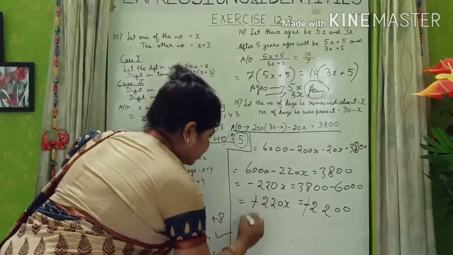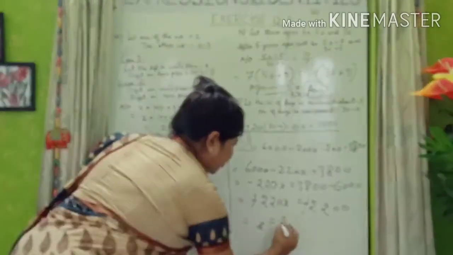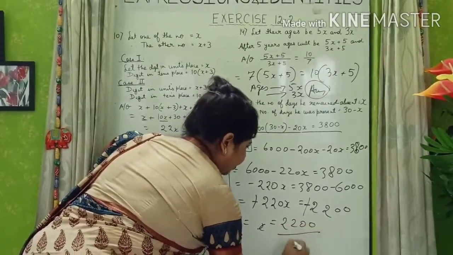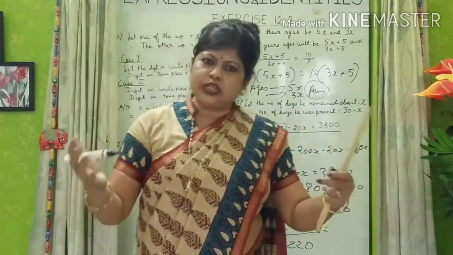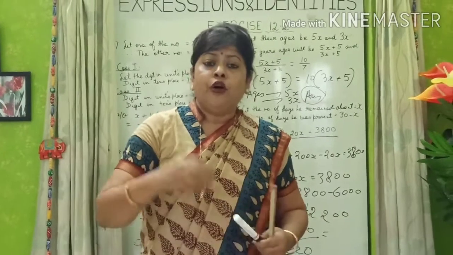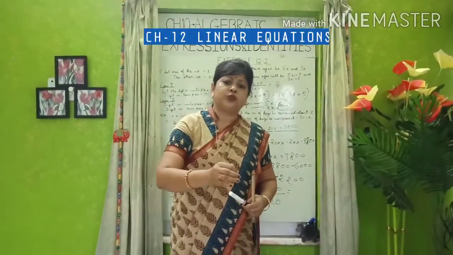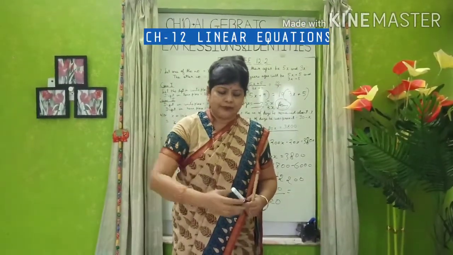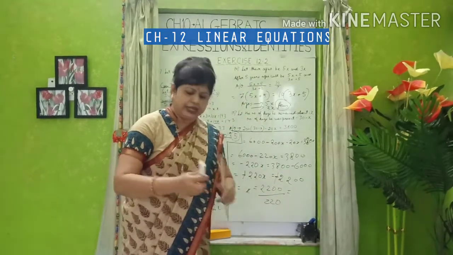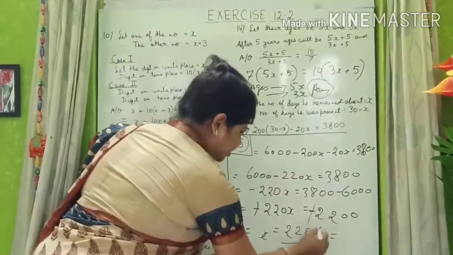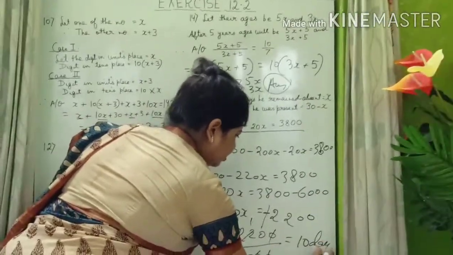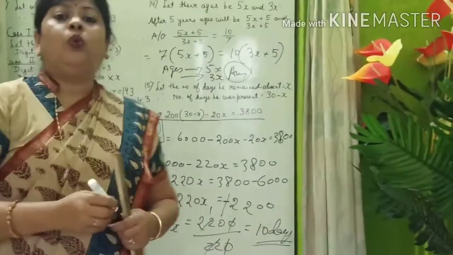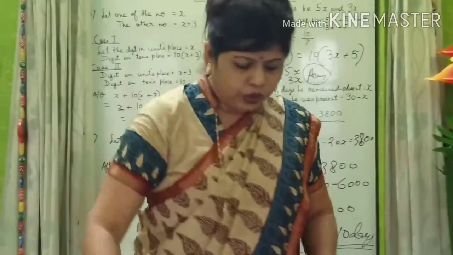Okay, so minus minus cancels off. Your x will be 2200 divided by 220. Fine. And that is what you have to find. You have to find for how many days this person was absent. That was x. So whatever is x, that is your answer. Your x is coming 10. So for 10 days the person was absent.